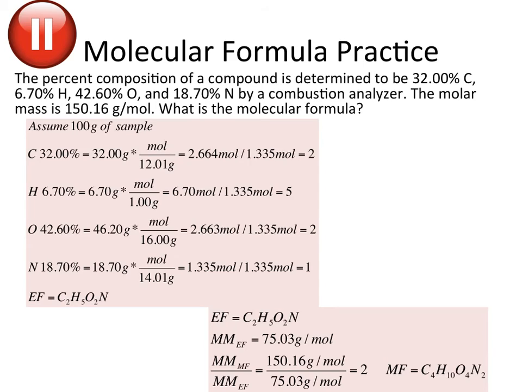Welcome back. So here are the answers. We get these factors: carbon will have a factor of 2, hydrogen 5, 2, and 1. And so in doing this, we have our empirical formula of C2H5O2N. After figuring out our empirical formula, we figure out the mass of that empirical formula, divide it by the mass that was given to us in the question, and we get a factor of 2. So all we do is multiply the subscripts of the empirical formula by a factor of 2, and we get our molecular formula, C4H10O4N2.